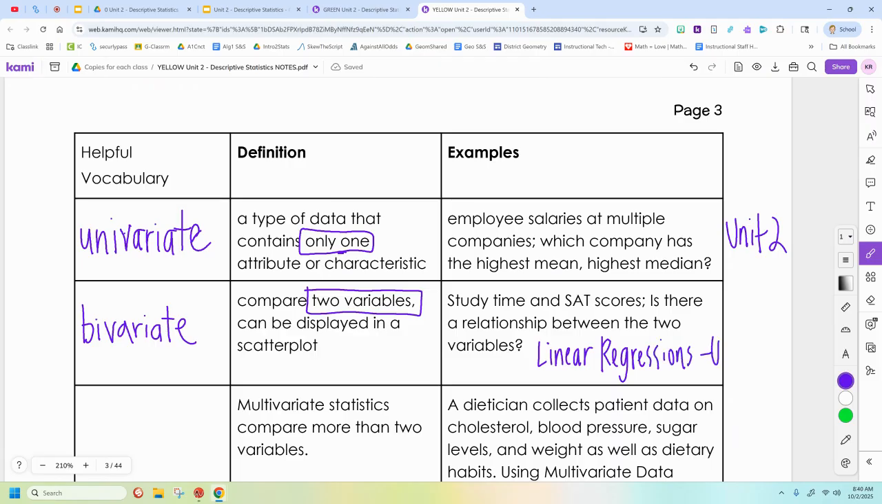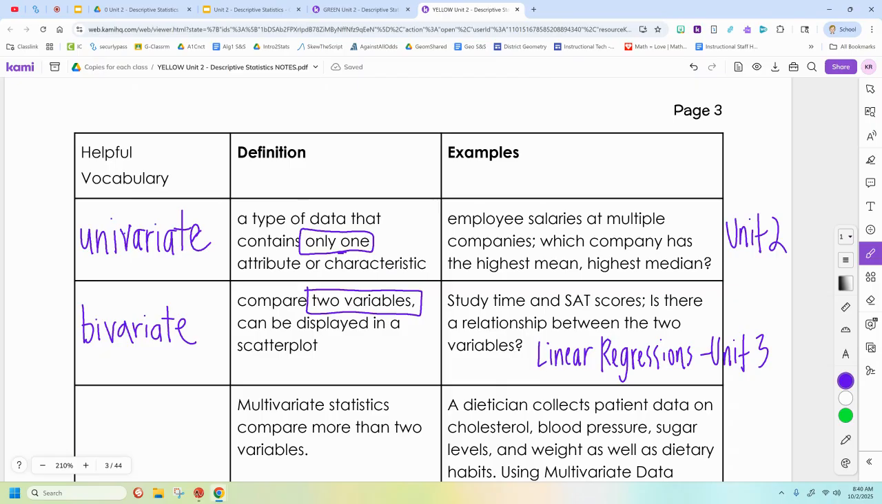And that's going to be unit 3. That's when we're trying to see if there's a relationship, a correlation, an association between two variables. Once again, we can't do quite cause and effect, but we can see if there's a pattern.